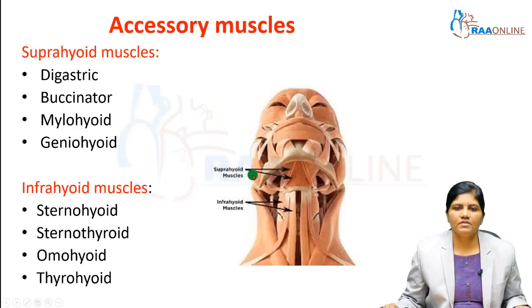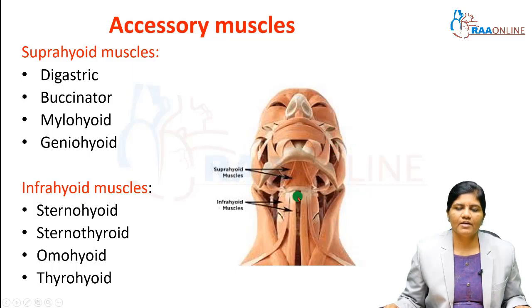These are the accessory muscles. Accessory muscles are suprahyoid muscles and infrahyoid muscles. In this picture we can appreciate the anterior belly of digastric and posterior belly of digastric and the mylohyoid muscle. Deep to this there is a geniohyoid muscle. In the face there is a buccinator, but here the fibers of buccinator are not seen very clearly.